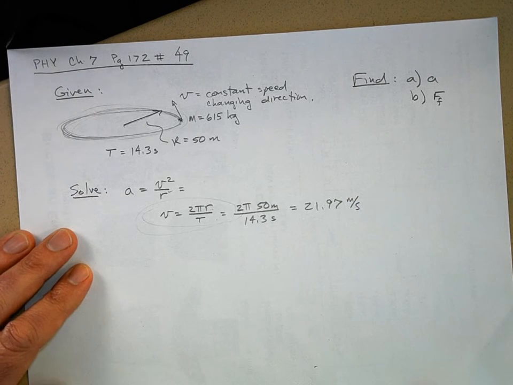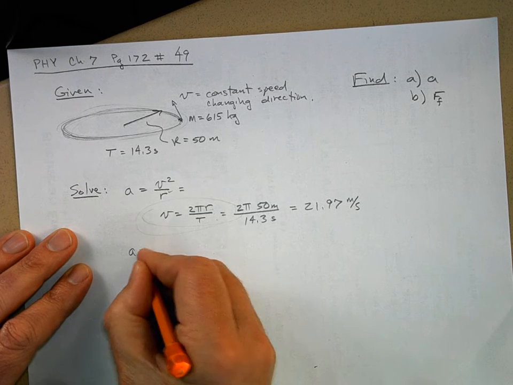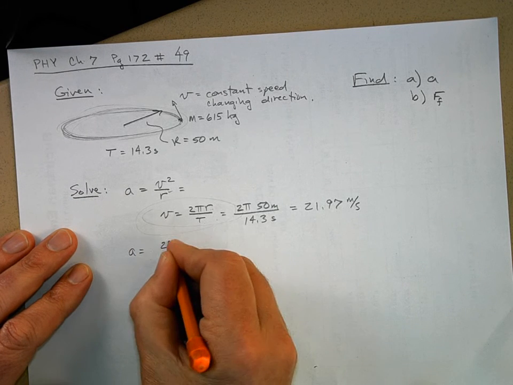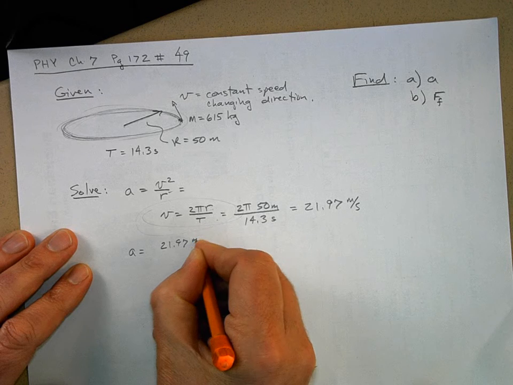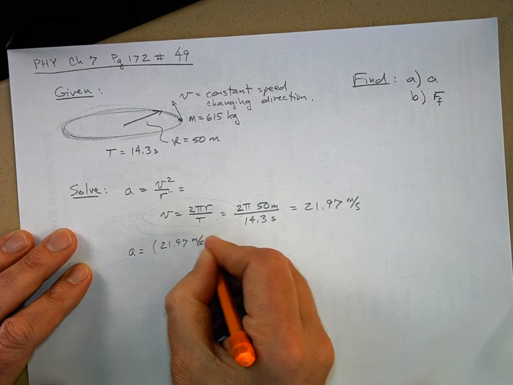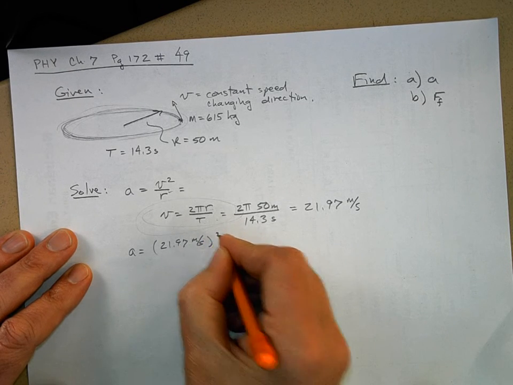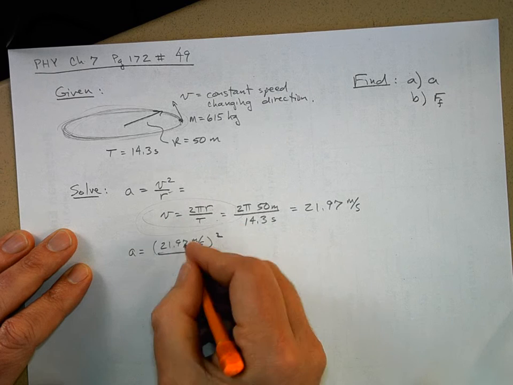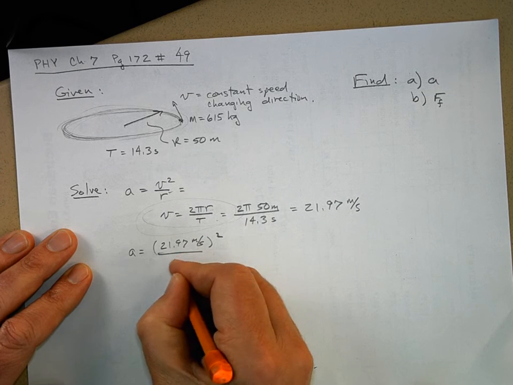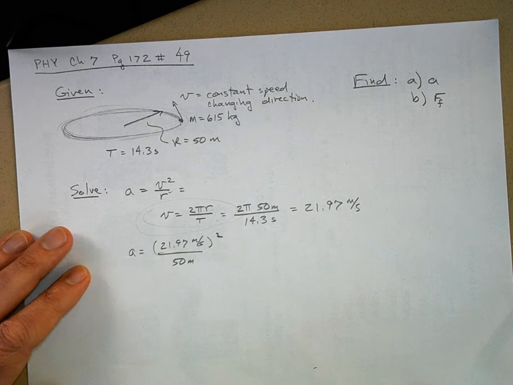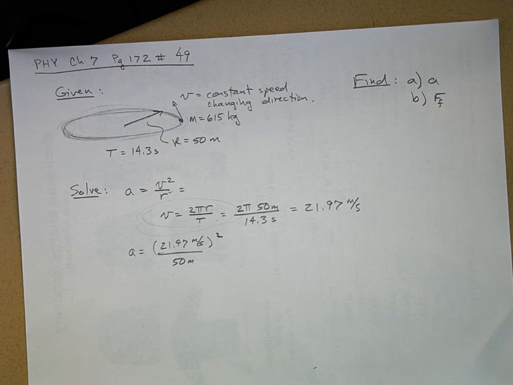So now the acceleration, now that I know this, is just going to be 21.97 meters per second. You have to square that. And then divide that by r, which is 50 meters. So I'll take that answer and square it. And then I'm going to divide that by 50. And I get 9.65.